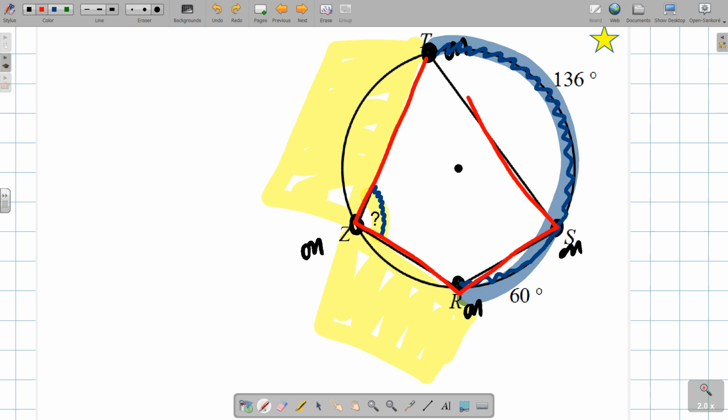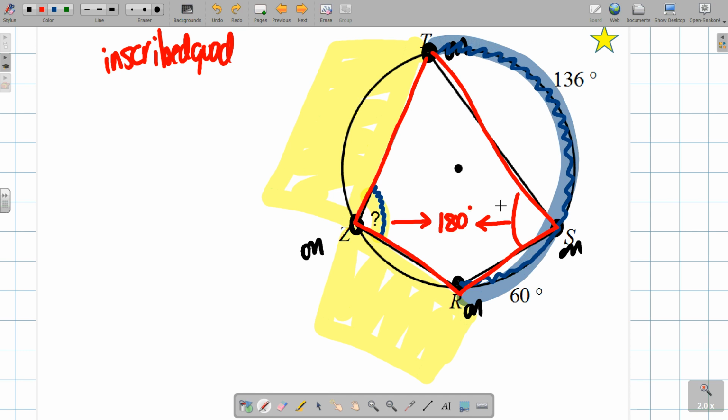Inscribed quads. When you have an inscribed quad, opposite angles of an inscribed quad always add up to 180. Find everything you can find. Pause the video, do this problem, and then restart.